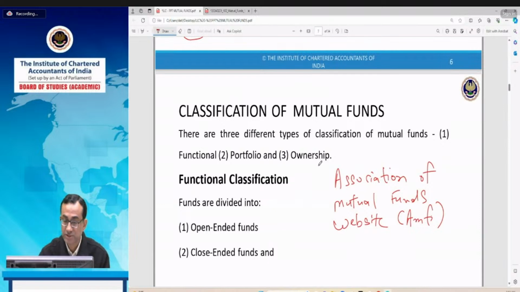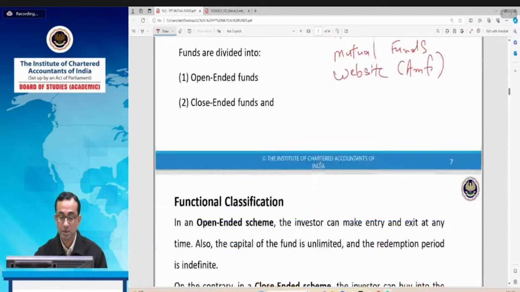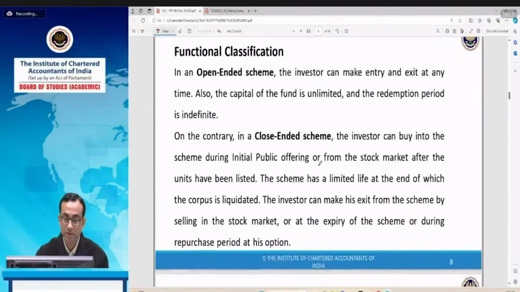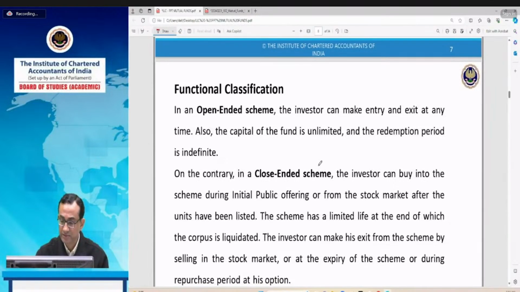Okay. Shall I proceed further now? Now you have understood functional classification, open-ended funds, closed-ended funds. Now let us read this slide briefly because I have already explained this to you. You can look into it briefly.